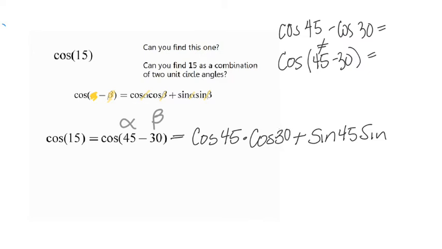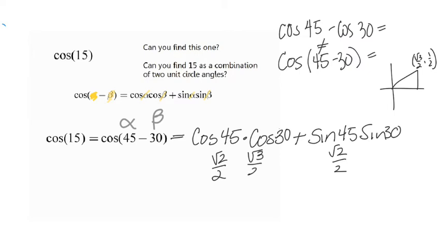So here's where your unit circle comes in handy. Now I know cosine 45, my 45s are this, so I'm going to put this here for both of them. And then cosine of 30. So this one's square root of 3 over 2, comma, 1/2. Cosine of 30 is square root of 3 over 2. And sine of 30 then is 1/2, and then there's a plus sign in here.